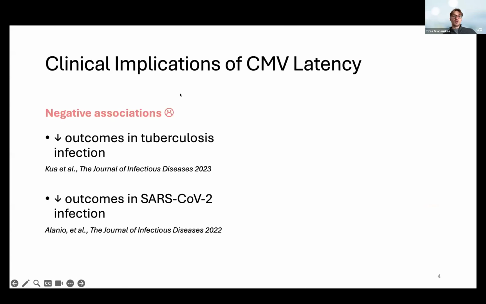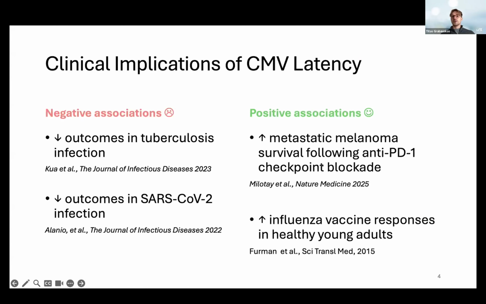When it comes to clinical implications, CMV seropositivity has been associated with worse outcomes of tuberculosis and SARS-CoV-2 infections. On the other hand, very interestingly, CMV seropositive metastatic melanoma patients have recently been shown to respond better and have overall better survival following anti-PD-1 checkpoint blockade.